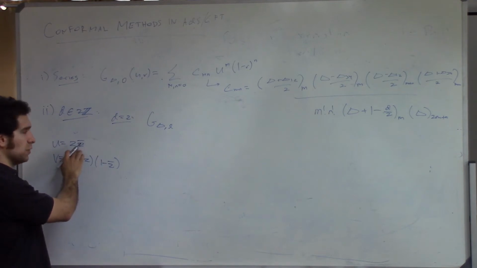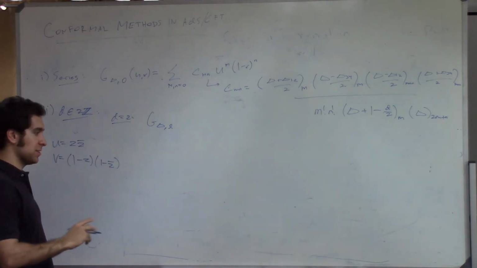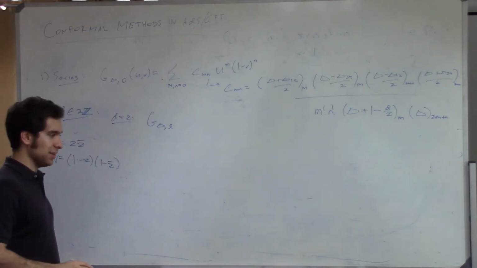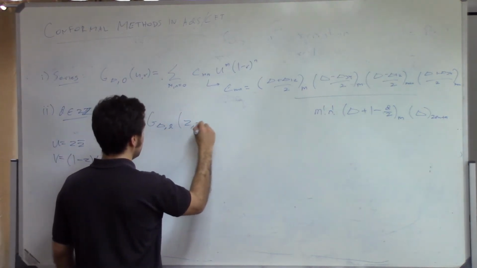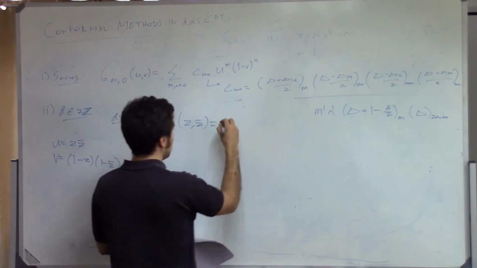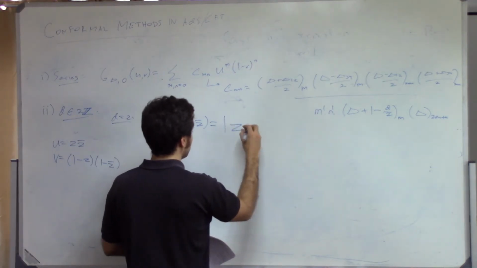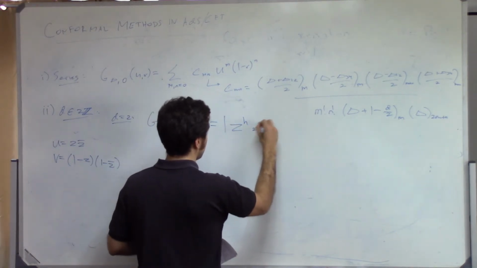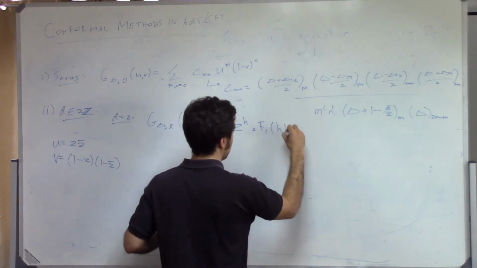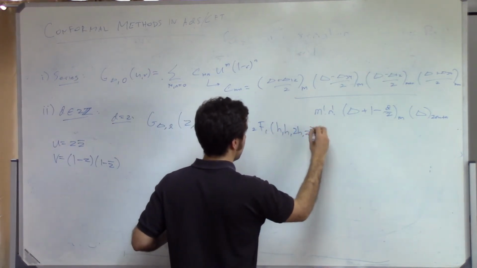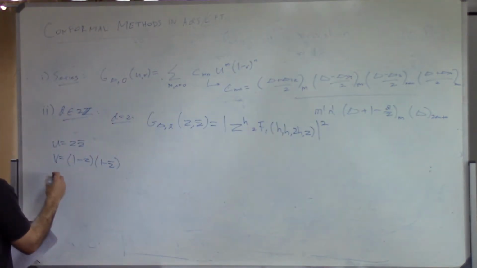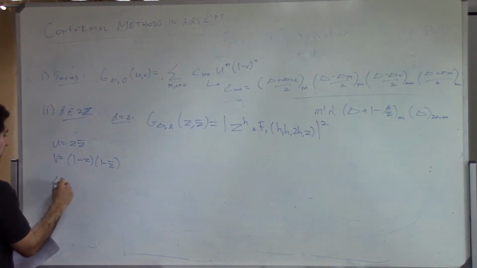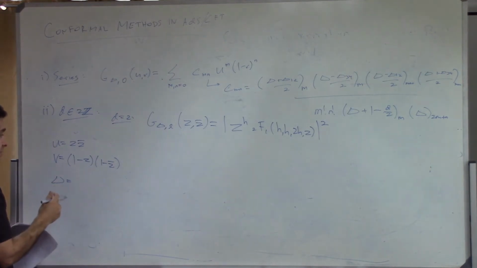But this is especially useful in 2 dimensions where z and z-bar are just complex coordinates for the 2-dimensional plane. And we write the block as a function of z and z-bar. Then in 2 dimensions, it's just the following. It's this squared, where h is defined in terms of delta and l, like so. Again, this is some common 2-dimensional notation.